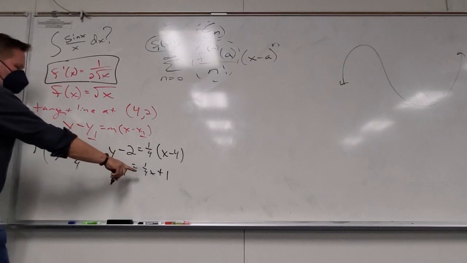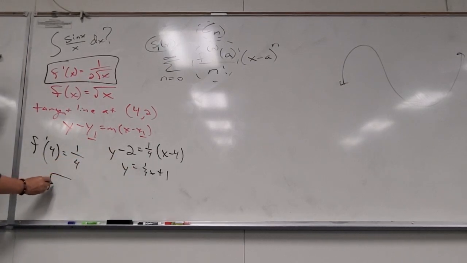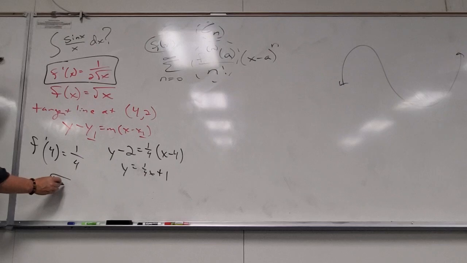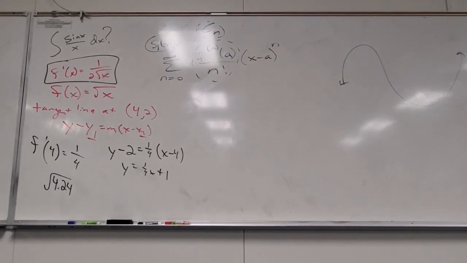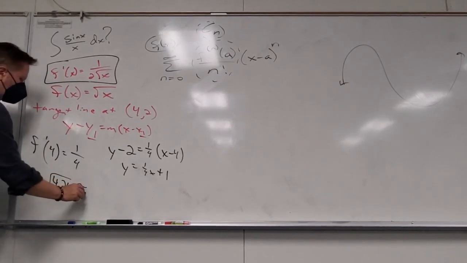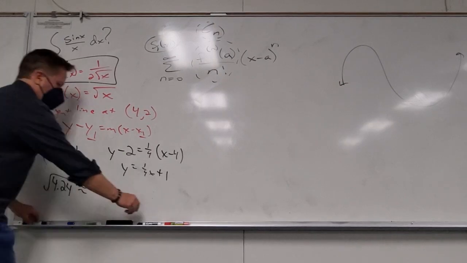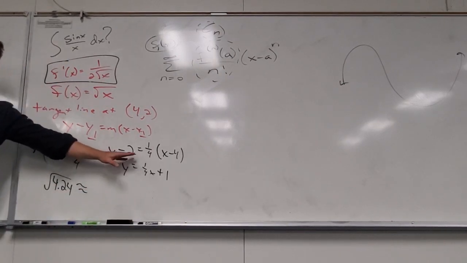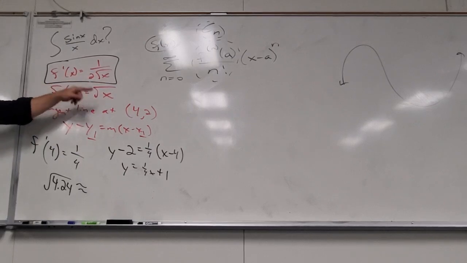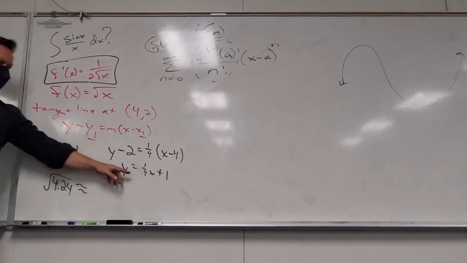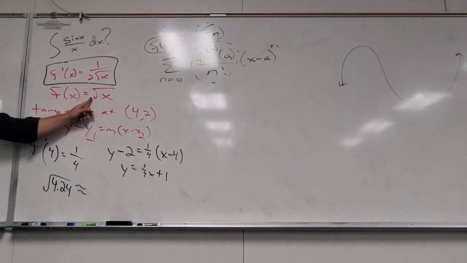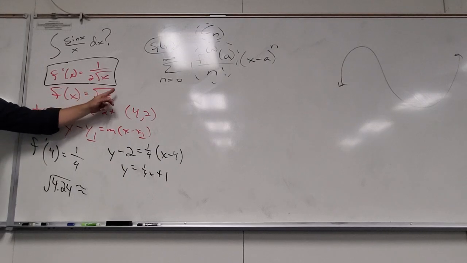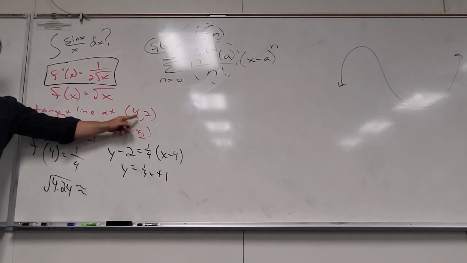How could I use this to estimate what the square root of 4.24 is? I want to estimate what the square root of 4.24 is. So don't I have a linear function that approximates the values for this function close to what input? 4. Because I built it around 4.